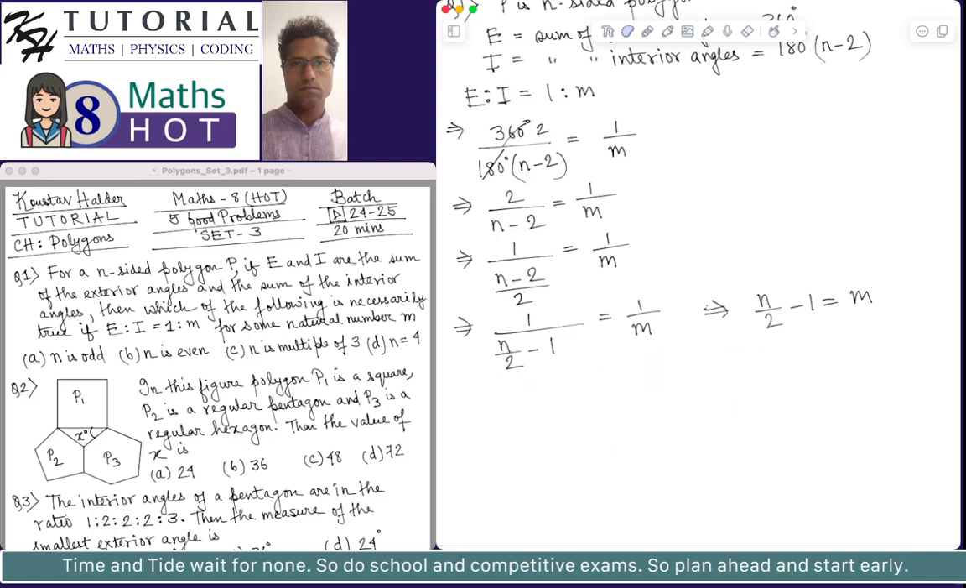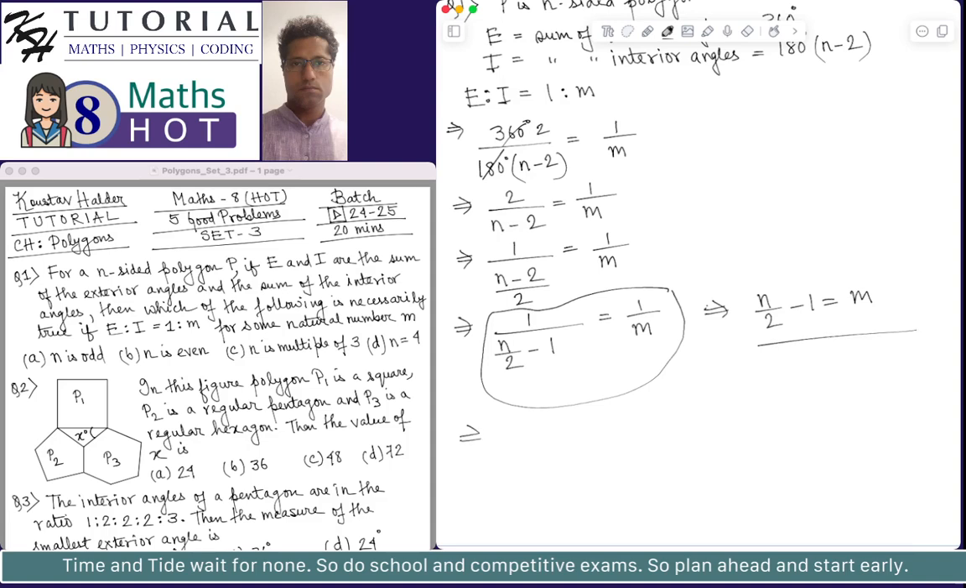So from this equation, we can always say, since both the LHS and RHS are of the form 1 by some number, where the denominators are natural numbers, since the right hand side m is a natural number, the denominator of the LHS must also be a natural number, and of course both the denominators have to be the same, because both the LHS and RHS are of the form 1 by n. So we get n by 2 minus 1 is equal to m.